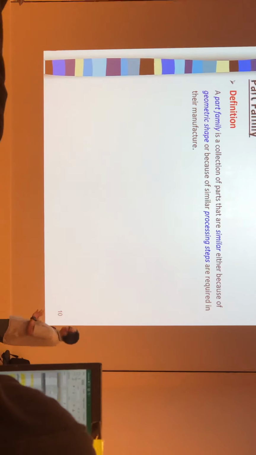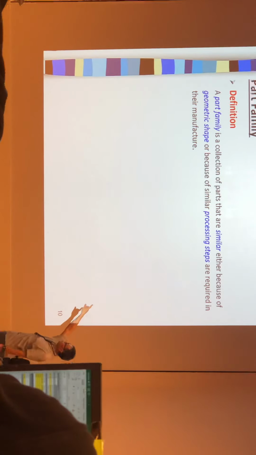The definition of a part family is a collection of parts that are similar either because of the geometric shape or because of similar processing steps. For the first category, with a similar geometric shape, we call them design attributes, right? Design part family. If they have similar so-called processing steps, we call them manufacturing part family.